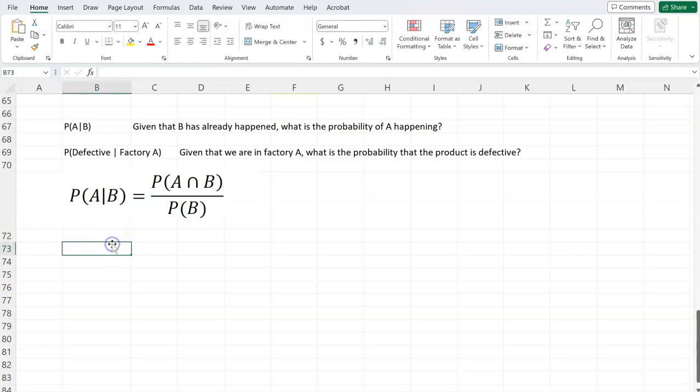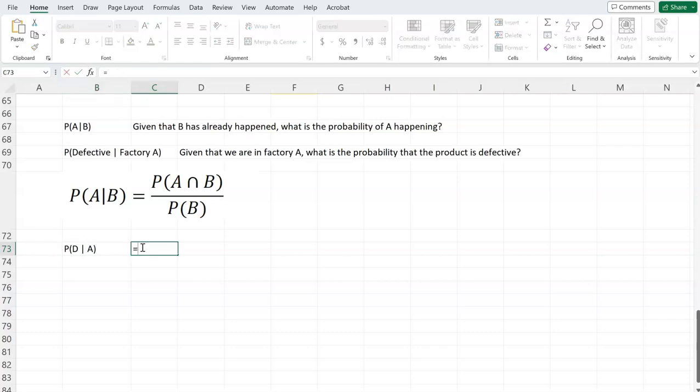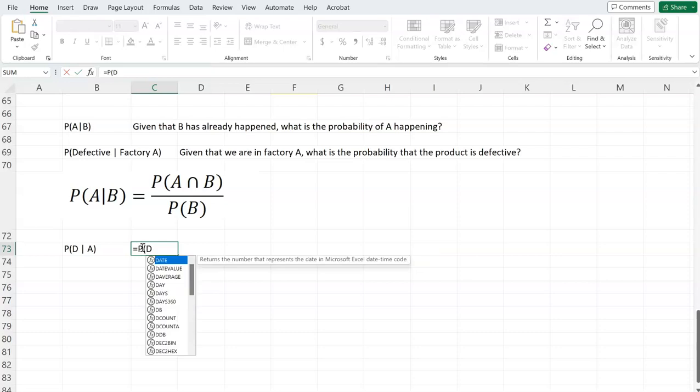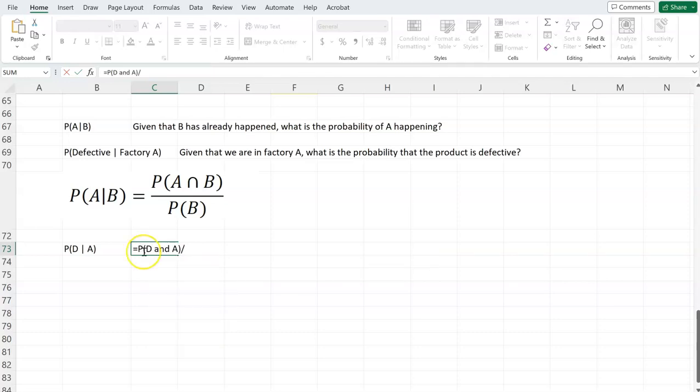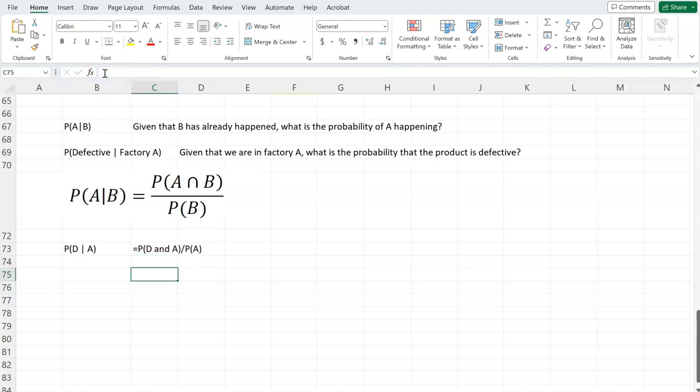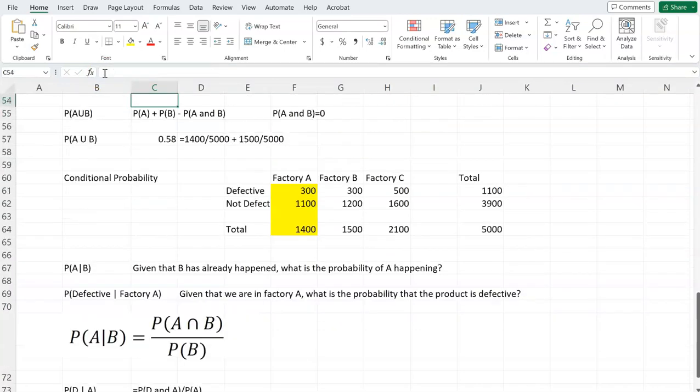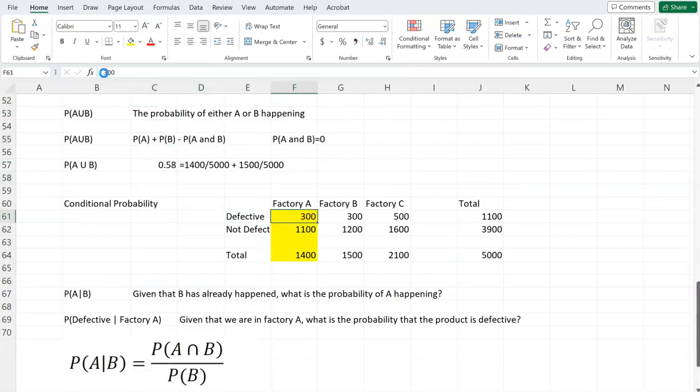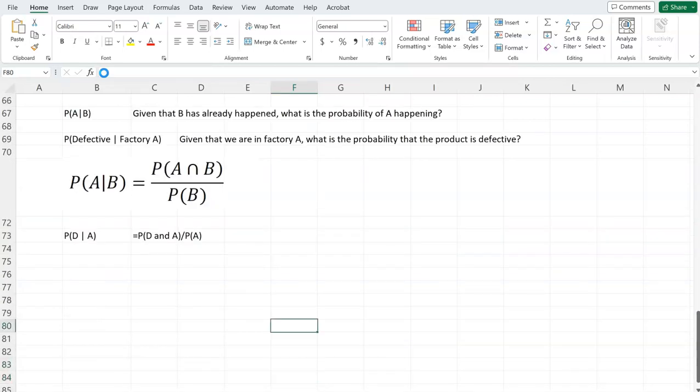If I rewrite it this way, it will be the probability that I have a defective product given factory A. So the probability that my product is defective, I'll just write D for that, given I'm in factory A, equals the probability of defective and factory A divided by the probability that I've produced it in factory A. So this is going to be my formula. The probability that it is D and A, defective and produced in factory A, is going to be 300 divided by 5,000.